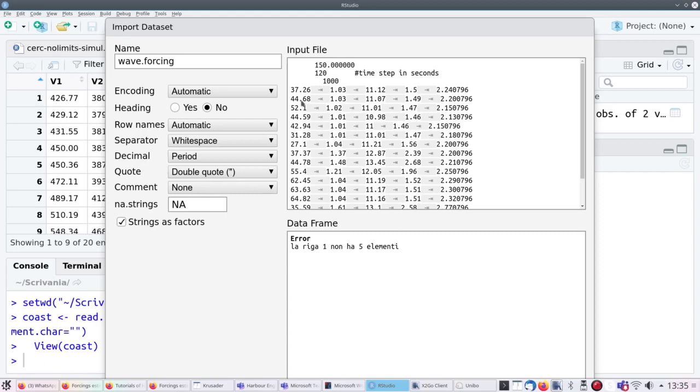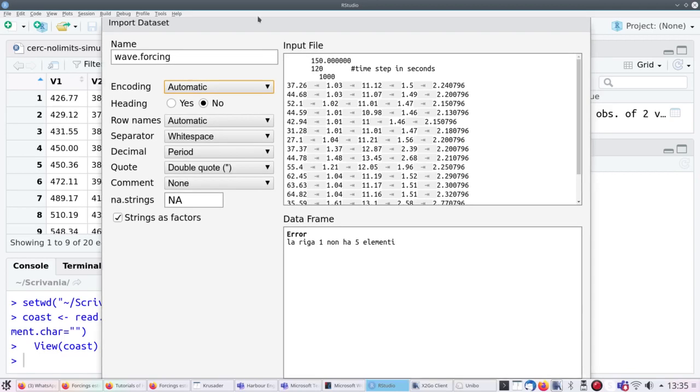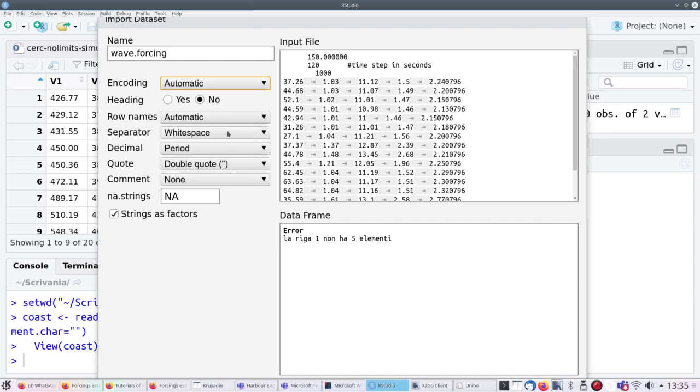So what's the problem here? The problem is that this file is unconventional. It has a lot of information that is put there, and the program is not able to decipher what is there. Actually, we know what is there, because 150 is the spatial step, 120 is time step in seconds, and 1000 is the number of simulations. And then we know the meaning of each column. But there is not enough flexibility in RStudio to give this specification. So better forget about this procedure, because it's not flexible enough.